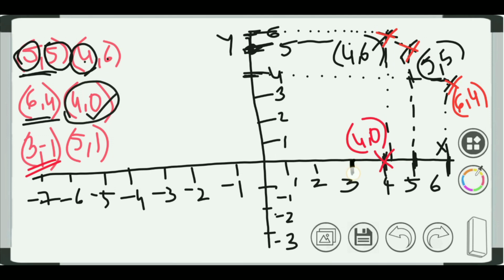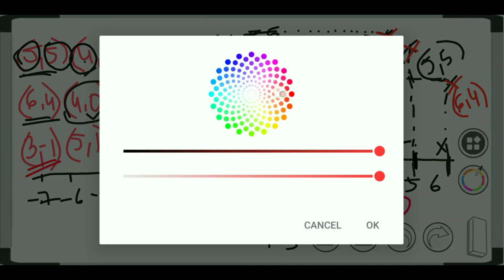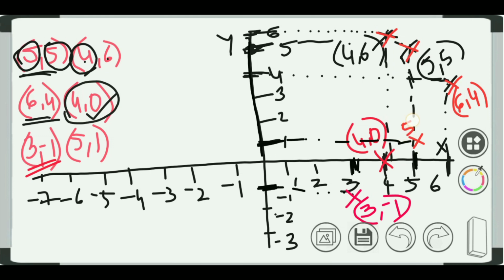Now 3 and minus 1. Take 3 from the x-axis, minus 1 from the y-axis. This is our y-axis. Where is minus 1? Here, down. Okay. 3 minus 1, joining point. That is here. 3 minus 1. Okay. Now, 5 and 1. 5 from the x-axis, 1 from the y-axis. Here 5 and 1.